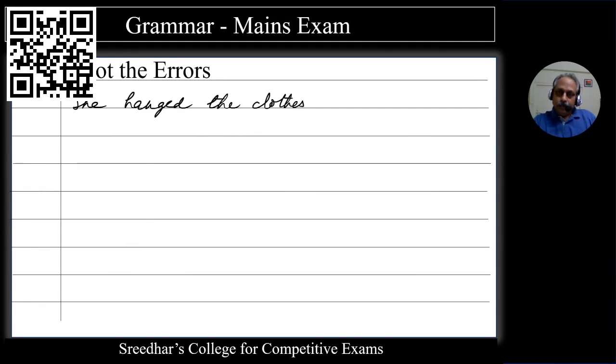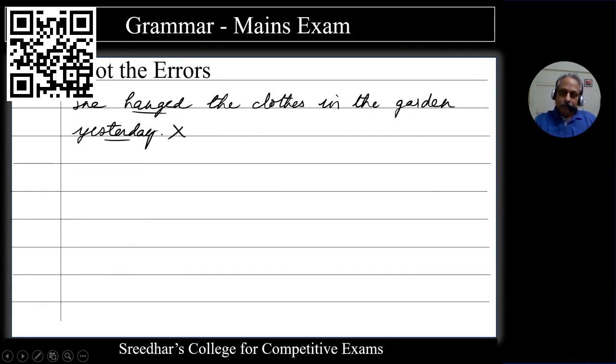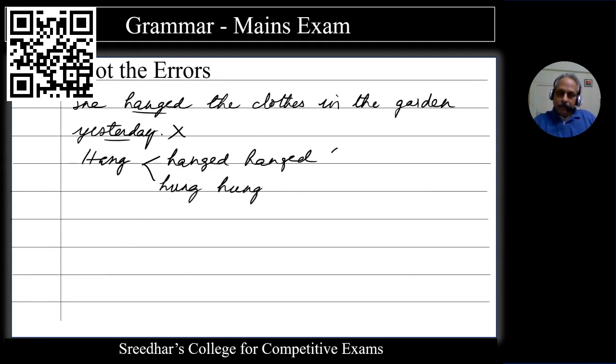She hanged the clothes in the garden yesterday. Again, yesterday, time is there. Hanged looks like it is in the past. You may think the sentence is correct. It is wrong. Why is it wrong? We have confusing verbs. Hang, hanged, hanged. Hang, hung, hung. Hanged goes with persons, to kill a person with a rope.